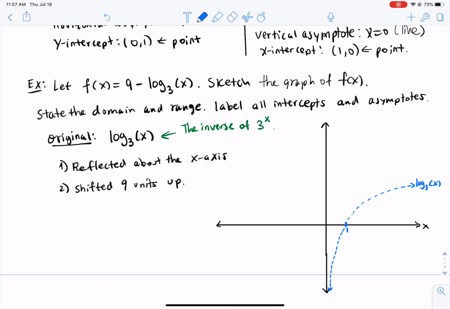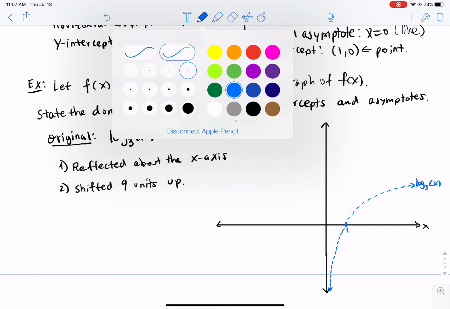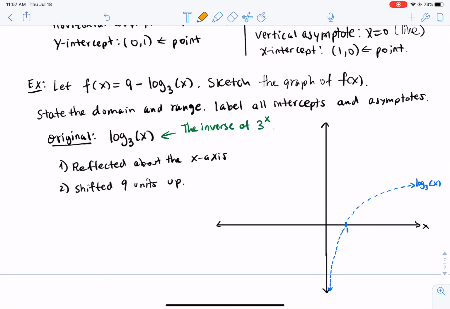The first transformation this is going to undergo is reflecting it about the x-axis. So how is that going to look? This one will look like this, and this part right here will go like this. Maybe I can do this a little bit better. Do you see that's a reflection of the original? This is the first transformation that it undergoes.